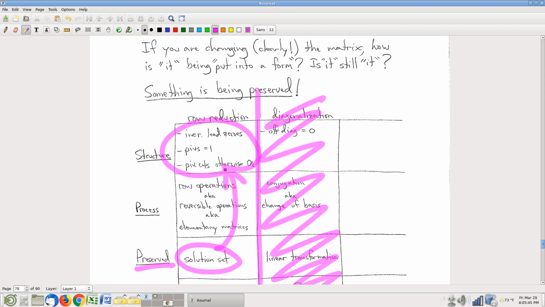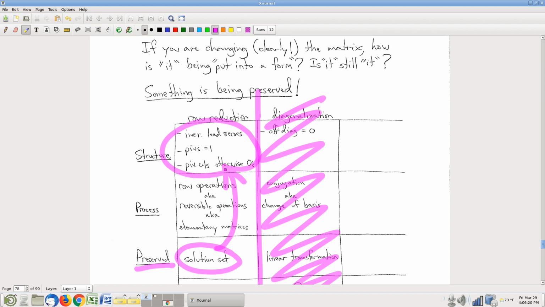We're not going to do anything to the solution set. We're just going to change the way we represent that solution set, putting the same solution set into a different form. The solution set doesn't change. The way we represent it with a matrix does. The reason you're allowed to do row operations is because it preserves what we care about. Everybody on board? This is just a rehash of our point of view in section 1.1.